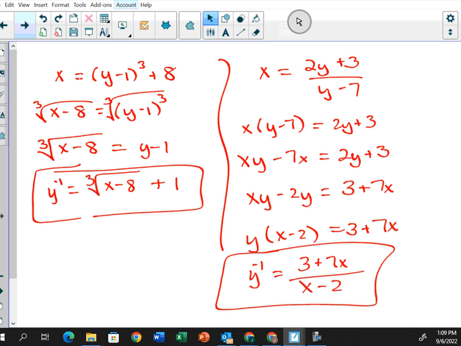Did you guys do okay on the second one, or did you get stuck in the middle? Stuck? You're usually good at multiplying. Then remember, you want everything with a y on one side, everything without a y on the other side, and you can factor out the y, and then that gets you to your final inverse solution.